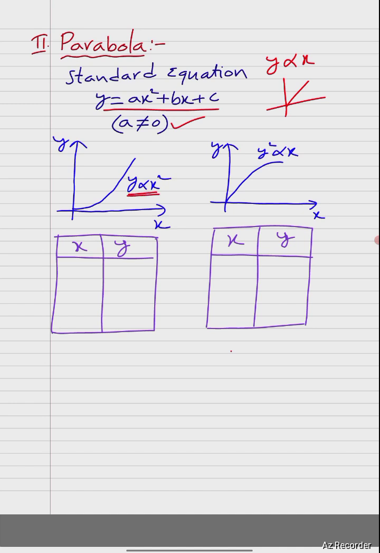Let us take x value 0, then y value becomes 0 square, which is 0. Now let us take x value 1, then 1 square becomes 1. Take x value 2, then 2 square becomes 4. Take x value 3, then 3 square becomes 9, isn't it? Take x value 4, then y becomes 16. Now plot the graph for these values.